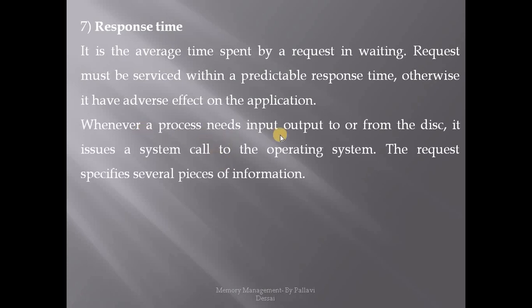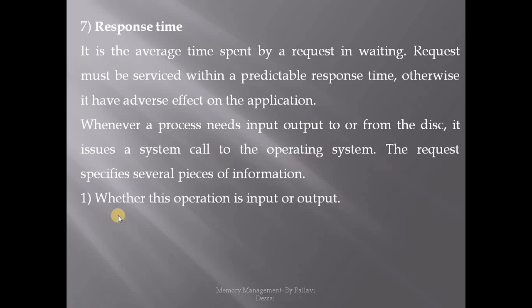Whenever a process needs input output to or from the disk, it issues a system call to the operating system. Okay, so whenever we want to read data from the hard disk or write data to a hard disk, it is a privileged instruction. So the operating system will handle this by giving system calls. The request specifies pieces of information. So system calls are the same as function calls. As we have to pass arguments to a function, we also have to pass arguments to system calls. So in this case, what will be the arguments?